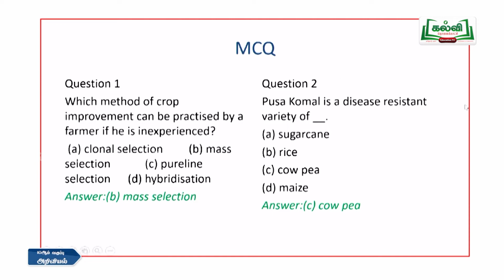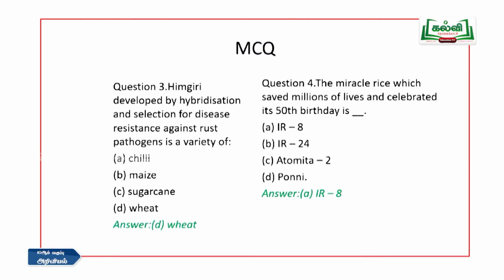Question number 2. Pusa Komal is a disease resistant variety of dash. A. Wheat, B. Rice, C. Cowpea, D. Maize. In this question number 2 the answer is C. Cowpea. Next, question number 3. Himgiri, developed by hybridization and selection for disease resistance against rust pathogens, is a variety of: A. Chilli, B. Maize, C. Sugarcane, D. Wheat. You select that answer. Answer is D. Wheat.